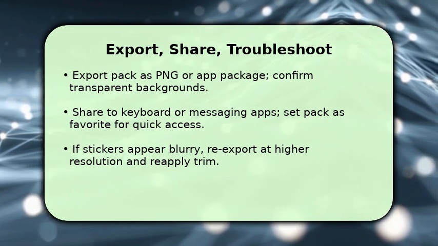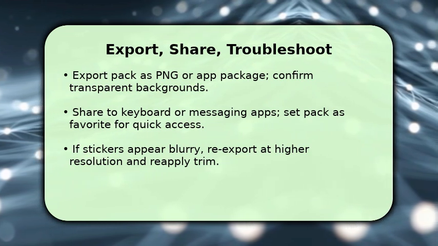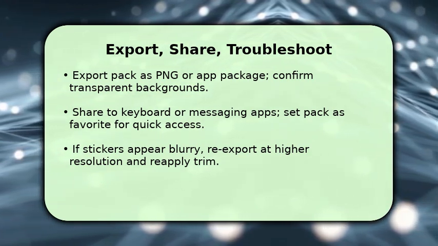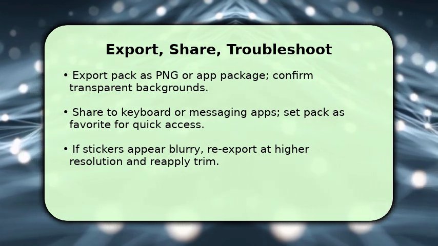If recipients see blur or jagged edges, reopen the originals and export at a higher resolution, then redo the auto cut with smoothing enabled. Finally, update the pack in-app so everyone gets the fresh, crisp stickers.